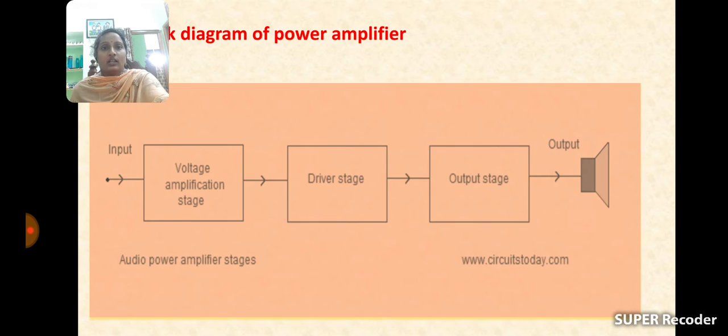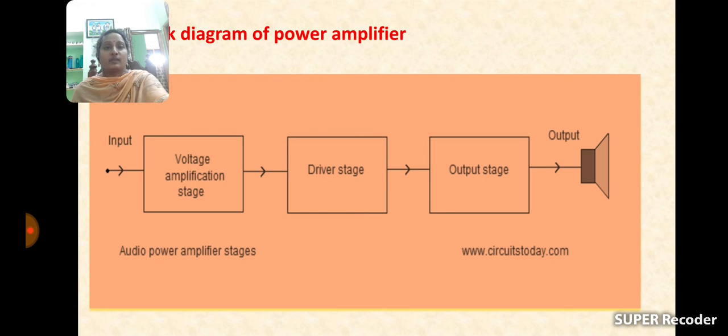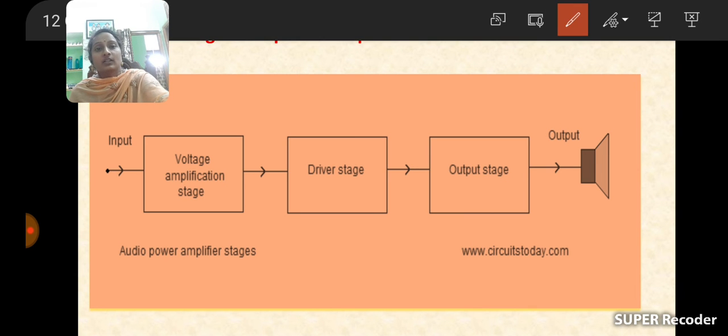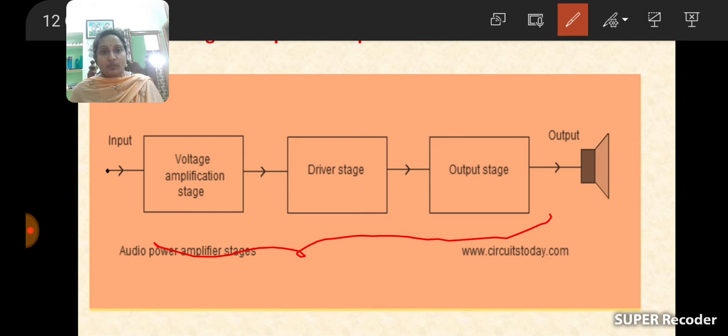Okay, and see here, this is the block diagram of the power amplifier. How many stages are there in the block diagram? Three stages are there. What are the three stages? Voltage amplification stage, driver stage, output stage. Okay, how many stages? Voltage amplification stage, driver stage, output stage.